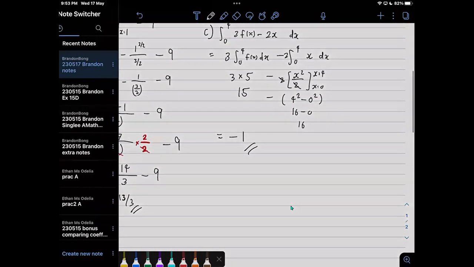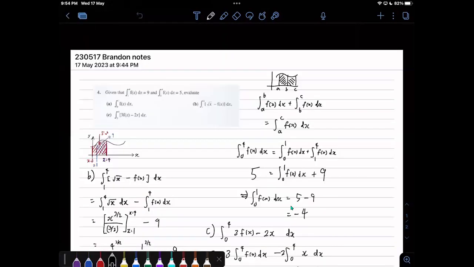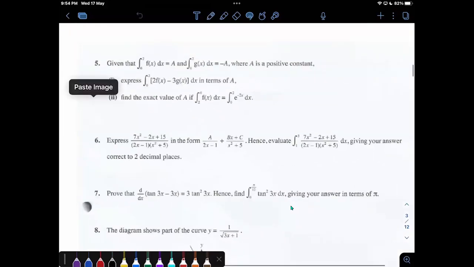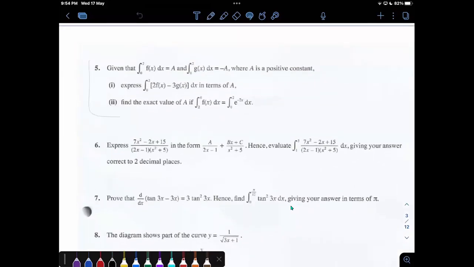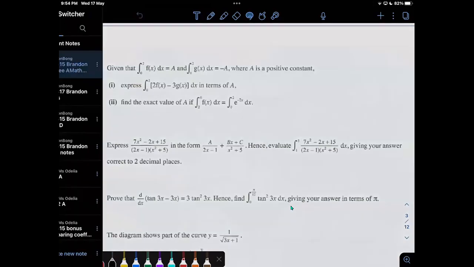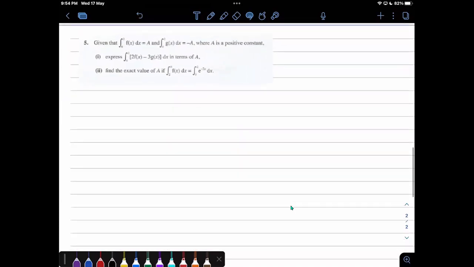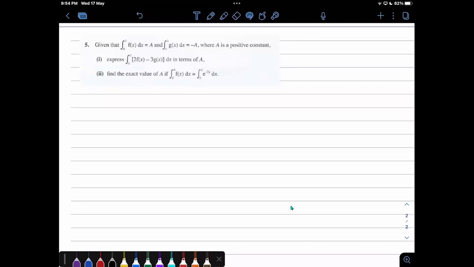Good. Let's try another question. Oh, wrong page. Let's see. Wow, this one. Question 5. Okay, not that simple. Okay, let's see. So you have an integral from 0 to 2 of f(x) dx equals a. Integral of g(x) from 0 to 2 is negative a. Okay, then where a is a positive constant. Now part 1, express the integral from 0 to 2 of 2 times f(x) minus 3 times g(x) dx in terms of a. So first step, copy down what's given.